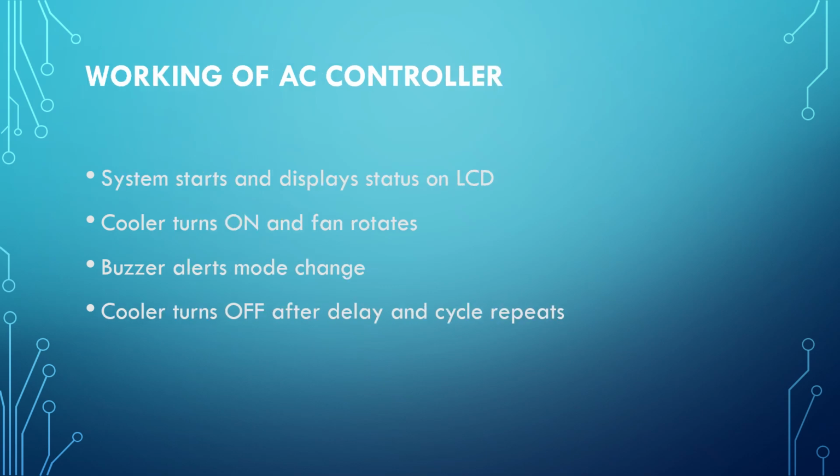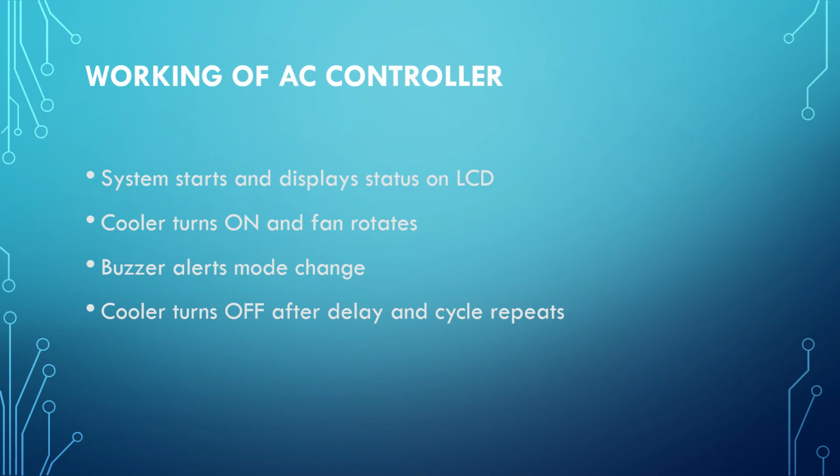In this slide, I will explain the complete working of the AC controller. Once power is applied, the system becomes active and continuously executes the program control sequence. The current operation status is displayed on the LCD, which improves user interaction and clarity. This allows the user to know exactly which device is active at any moment.